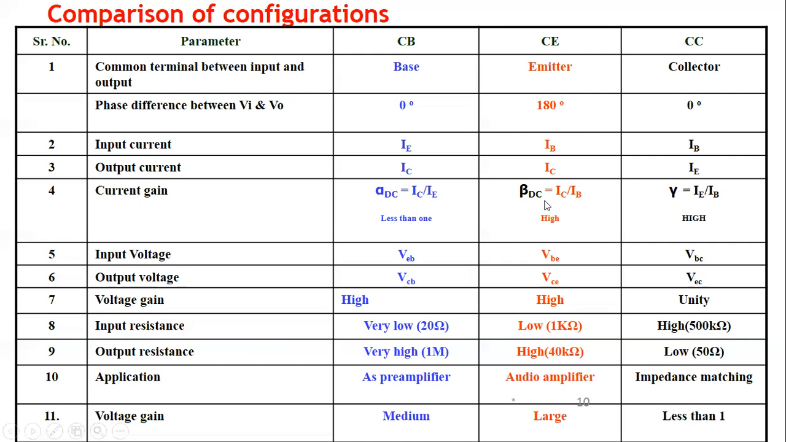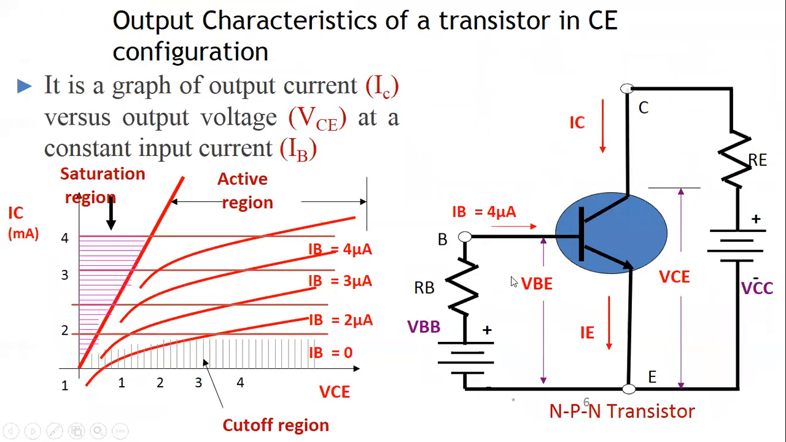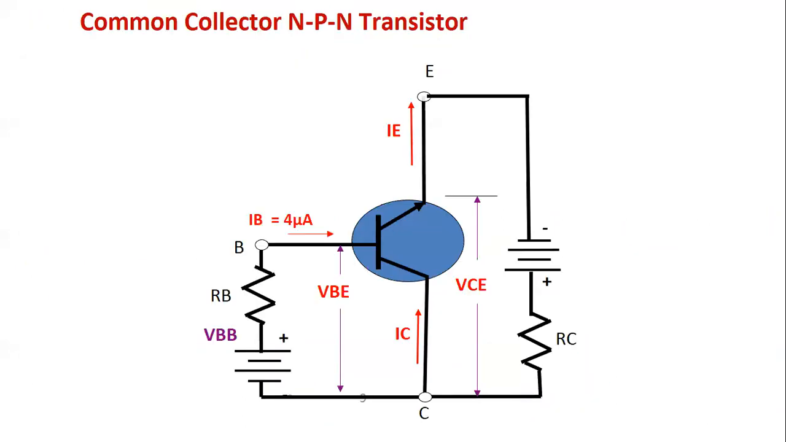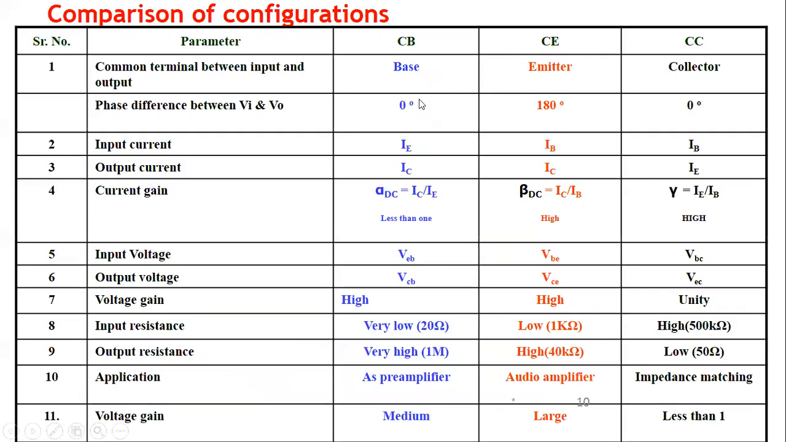The frequency is going to remain the same: whatever changes happen at the input of this transistor, the similar frequency changes are going to be observed at the output. So the frequency stays the same, but the phase is going to shift by 180 degrees for common emitter. But in the case of common base and common collector, it is going to be 0 degrees, right? That is the only difference. Okay, so that was the comparison between these different types of transistor configurations.